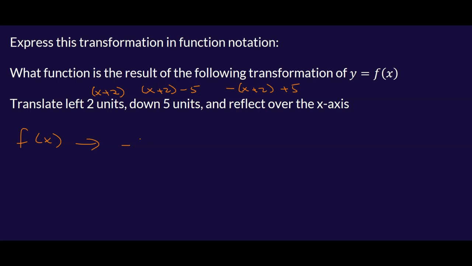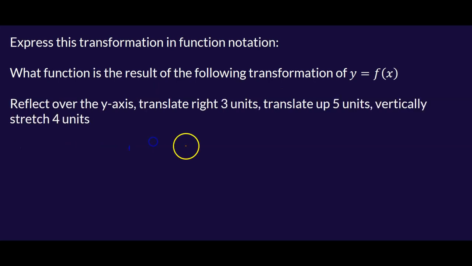Let's do one more example here. What function is the result of the following transformation of y equal to f of x? Reflect over the y-axis, so it's going to be negative x. Translate right 3 units, so negative x minus 3. Translate up 5 units, so negative x minus 3, and then we go up 5 units. And you're going to vertically stretch that by 4, and that's going to be 4 over here.